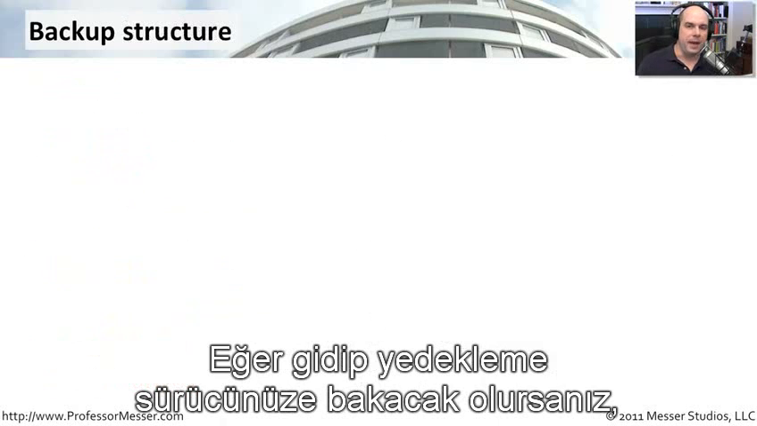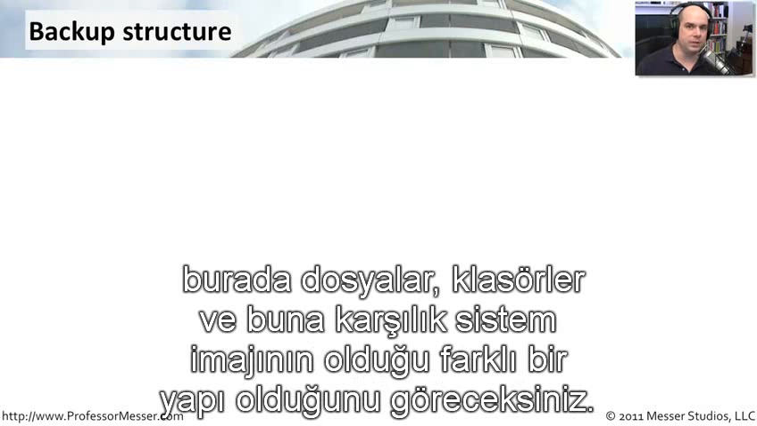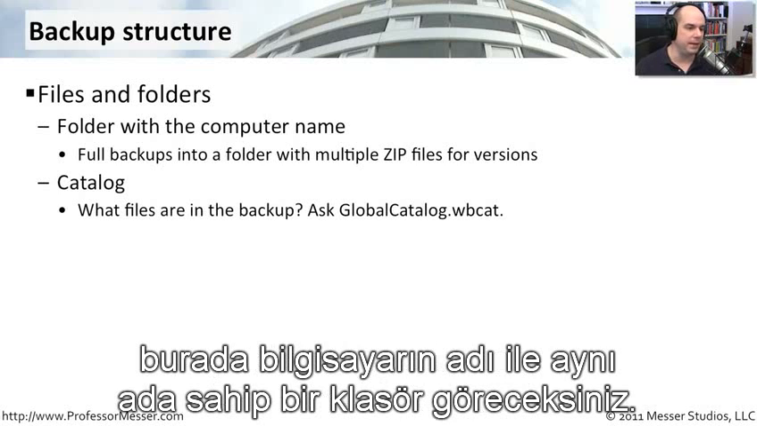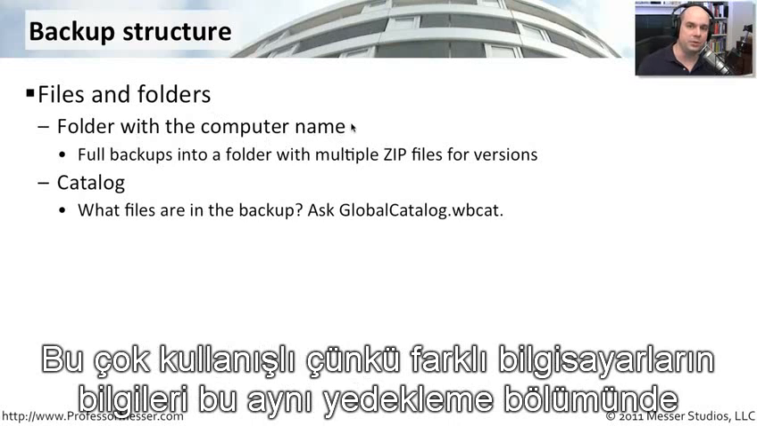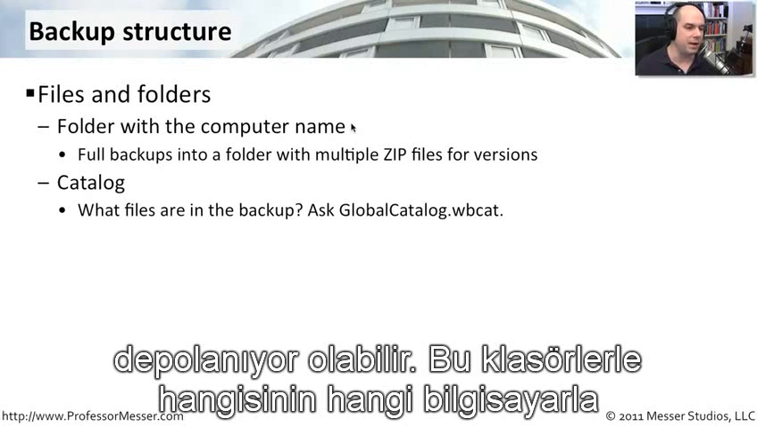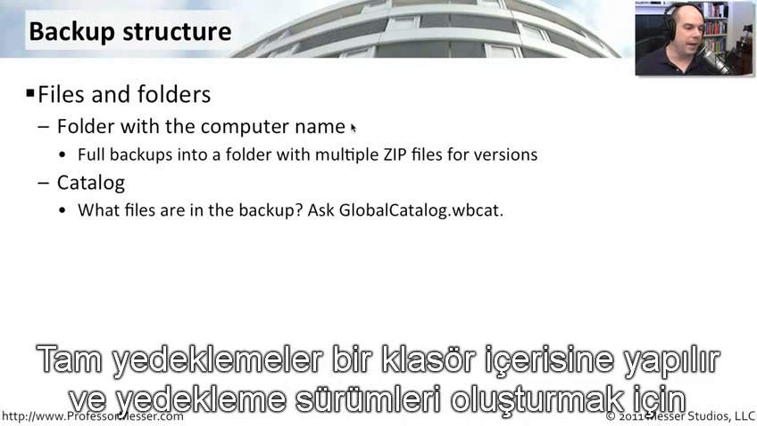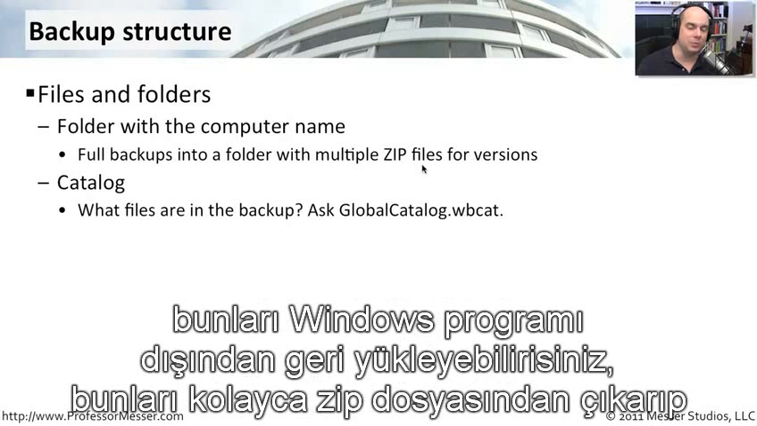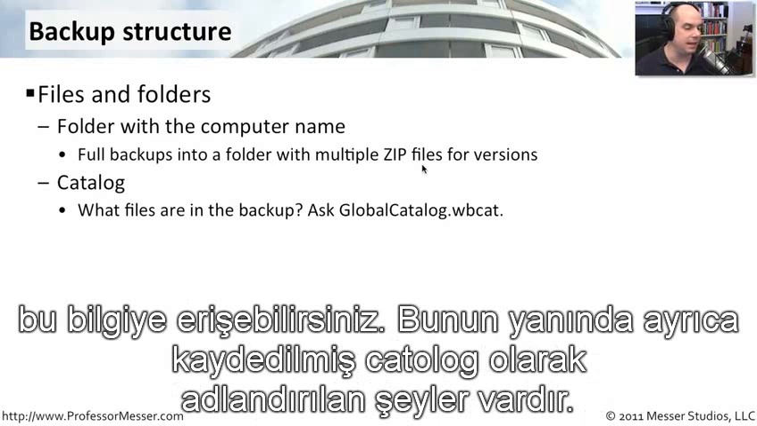If you go and look at your backup drive, you'll see there's a different structure there for files and folders versus a system image. If you look at the section where we're storing the files and folders on your backup media, you'll see a folder that has the computer name on it. That's useful because many different computers might be storing information on that backup drive, and with that folder there, you'll know exactly which one is associated with which computer. Full backups are done into a folder, and it makes multiple zip files for versioning inside of that. So if you ever need to retrieve those offline, outside of the Windows program, you can simply unzip them and get access to that information.